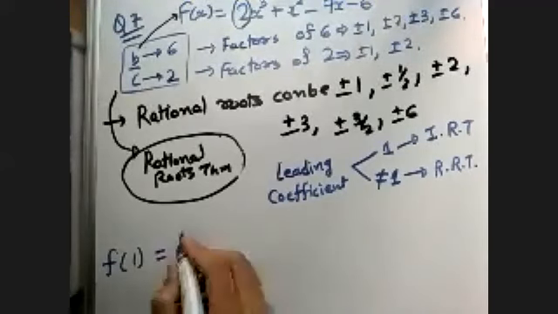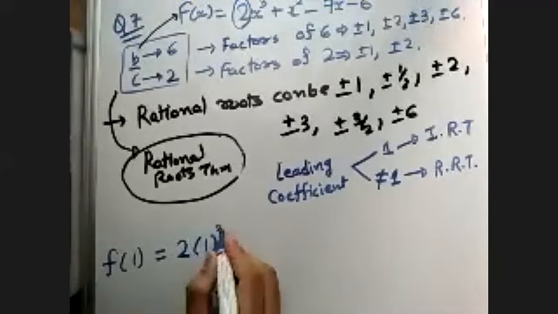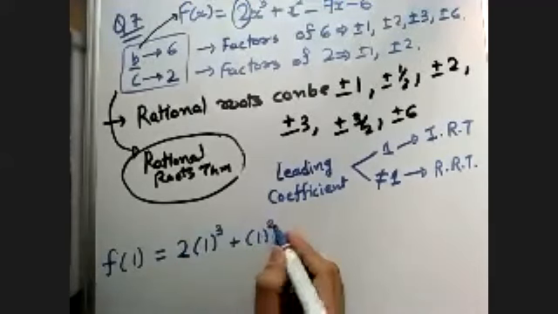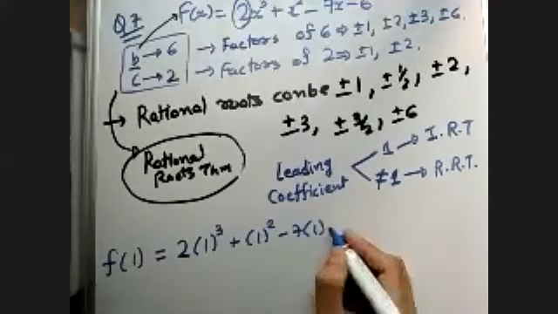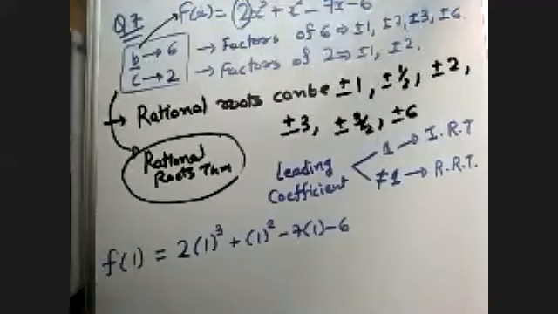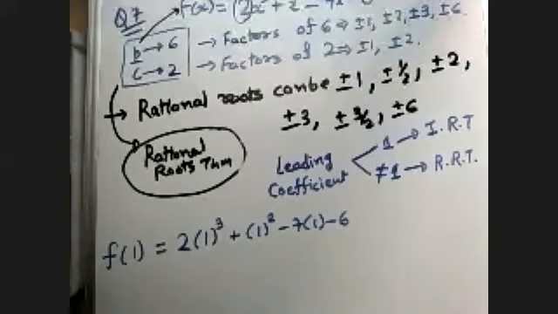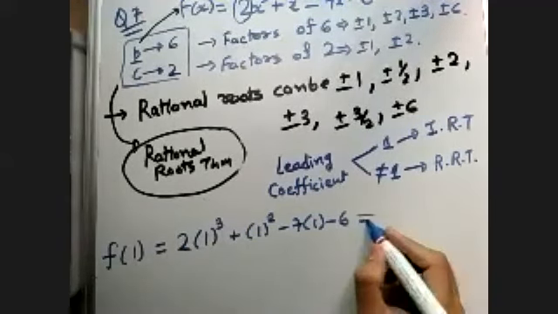So f of 1 is 2 times 1 cube plus 1 square minus 7 times 1 minus 6. Wait, Navya, I will answer your doubt. So it is 2 plus 1, 3, minus 7 minus 6. Definitely it is not equal to 0.